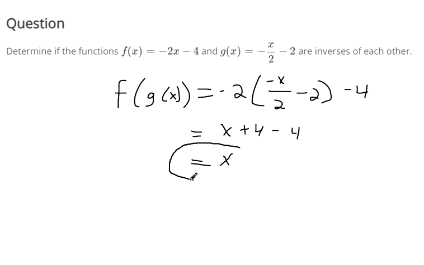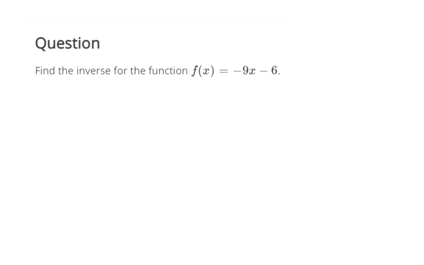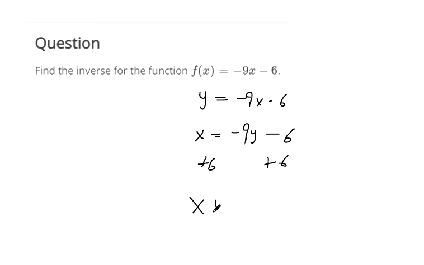If it comes out to be just x when you plug them into each other, then they are inverses of each other. This question asks us to find the inverse of this function. What you can do is replace the f of x with a y, then switch the places of x and y, because that's what an inverse is. The x and the y have been switched. The domain and the range have been switched in an inverse function. So now we just have to get y by itself again, and we'll have an inverse function.